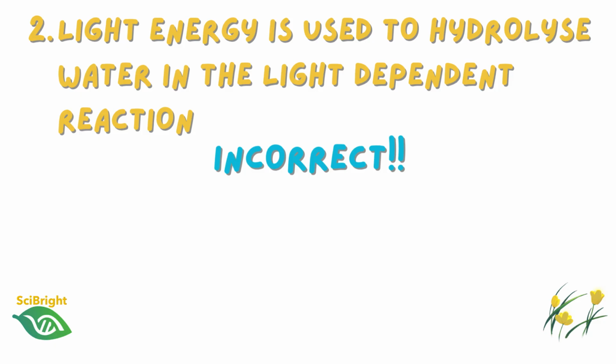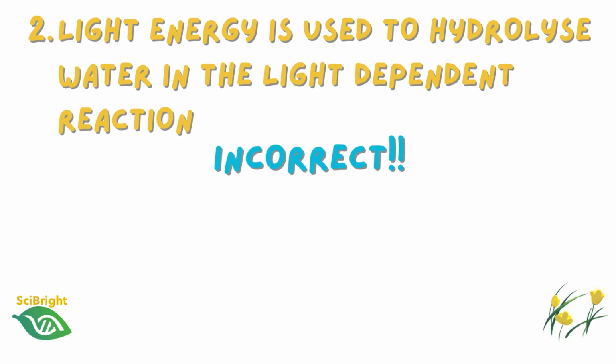Now, top error number 2. So many students made this error in the summer 2025 essay on hydrolysis and condensation reactions. Light energy is used to hydrolyze water. Or is it? No, it's not. This error shows a fundamental lack of understanding of what hydrolysis is. Remember, a hydrolysis reaction is a reaction where a molecule of water is used to break a chemical bond.